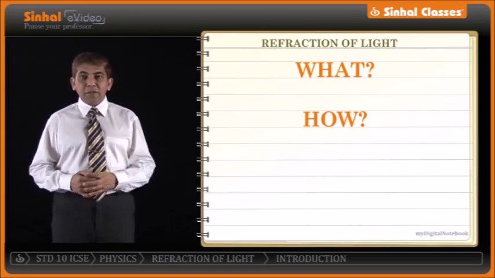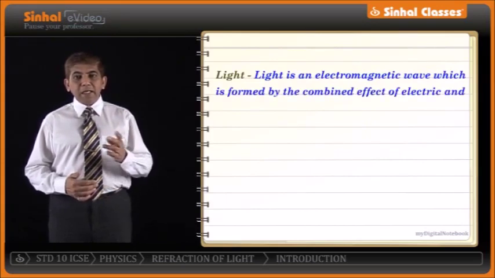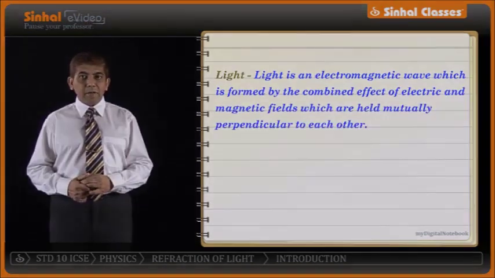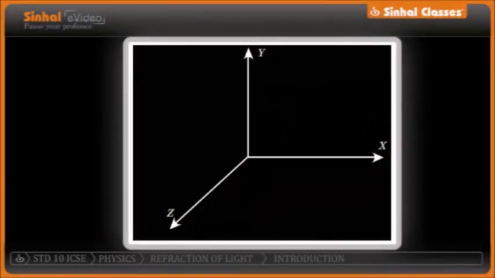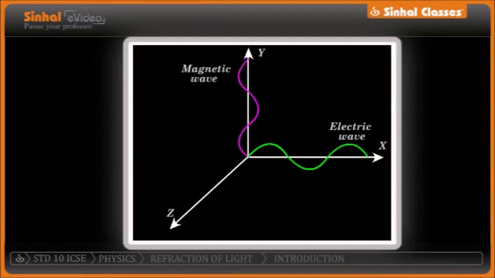How is light formed? Light is nothing but an electromagnetic wave which is formed by the combined effect of electric and magnetic fields that are held mutually perpendicular to each other. So if we plot a graph of displacement versus time, we see that the electric wave takes up the x-axis, the magnetic wave takes up the y-axis, and it is the third wave that is mutually perpendicular to electric and magnetic waves that constitutes the electromagnetic wave. It is transverse in nature. At the same time, it travels with the speed of 3 into 10 to the power 8 meter per second.